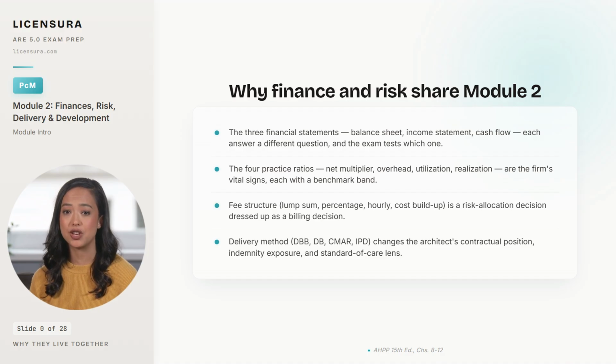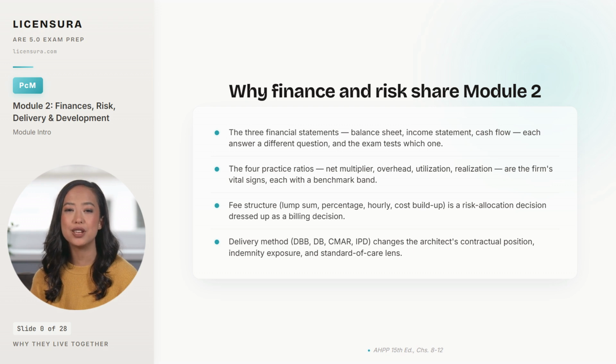Third, fee structure is a risk allocation decision wearing the costume of a billing decision. Lump sum puts scope risk on the architect. Percentage of construction cost puts cost escalation risk on the architect. Hourly leaves the client carrying every risk and erodes the firm's negotiating position. Cost buildup forces a real conversation about staffing.